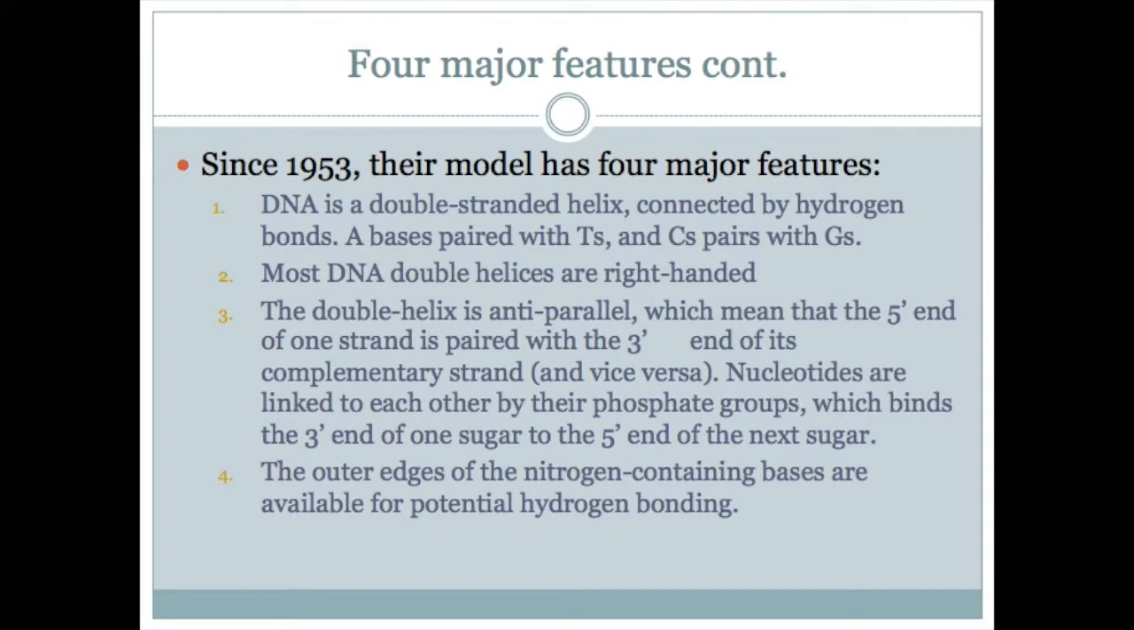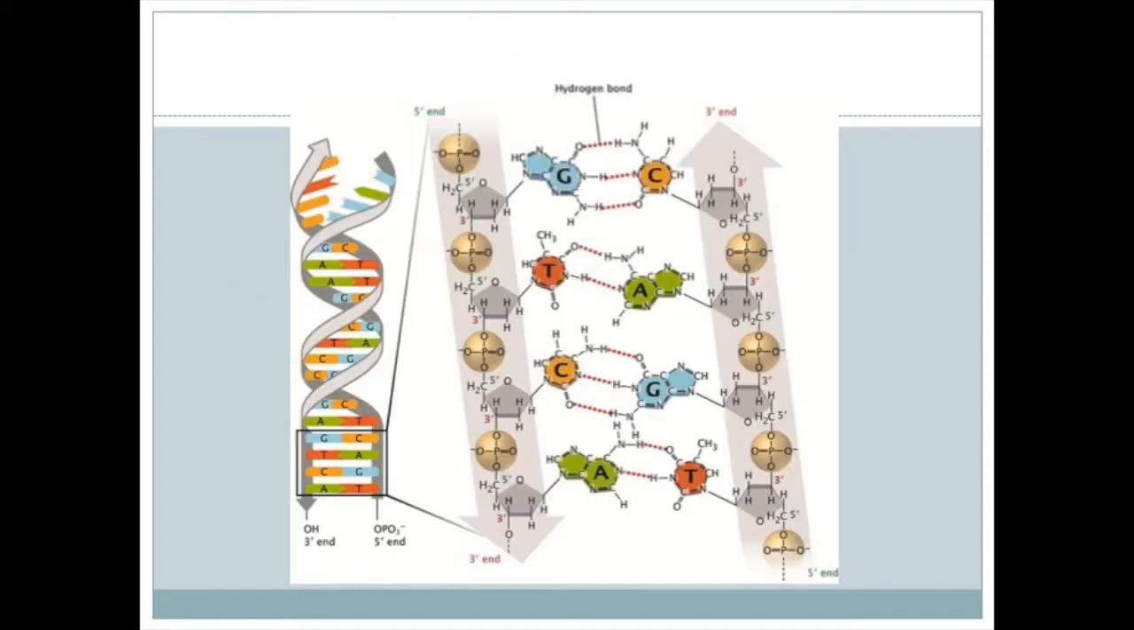Nucleotides are linked to each other by their phosphate groups, which bind the 3' end of one sugar to the 5' end of the next sugar. Fourth, the outer edges of the nitrogen-containing bases are available for potential hydrogen bonding. Here's a picture showing the structure of DNA.